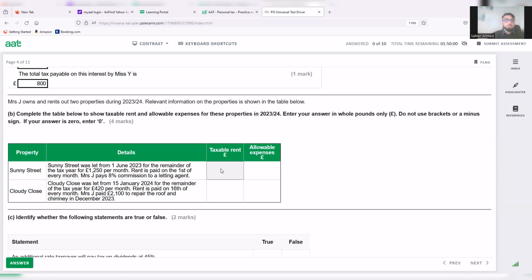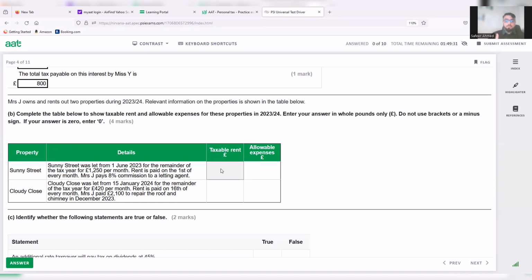So, when they let this property, as you can see, it is on 1st of June 2023 for the remainder of the tax year. How many months will that be until the end of the tax year? If you think about it from 1st of June to December, that's 7 months. And then, of course, you have January, February, March, and you need to be careful because April 1st is going to be included in this year as well.